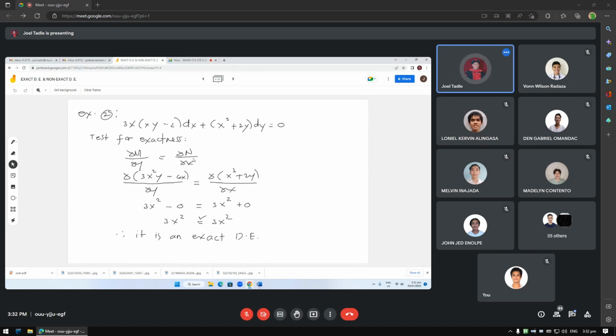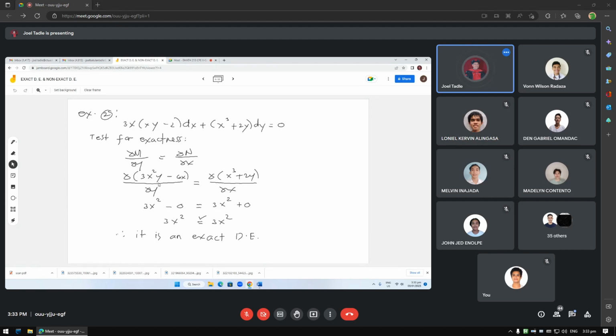Okay, another example. So there is a second example. Presumably we do not yet know that this is exact, so we test the differential equation to see if it is exact. We use this rule: the partial derivative of M with respect to y equals the partial derivative of N with respect to x. So the same process, we substitute, then we differentiate.